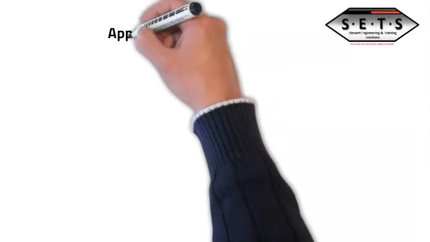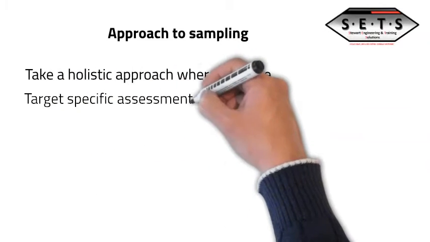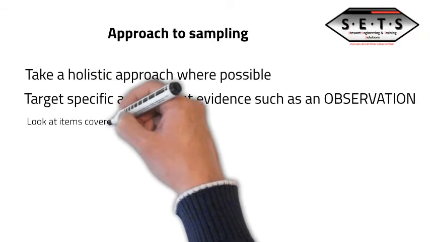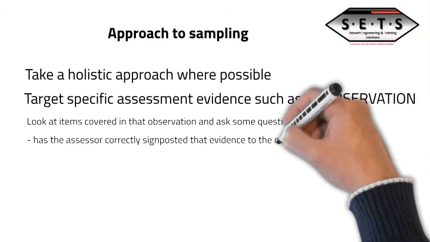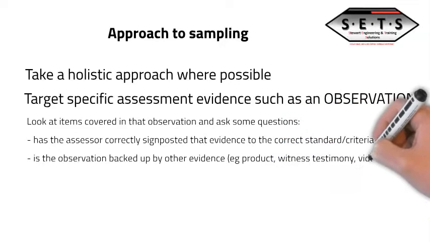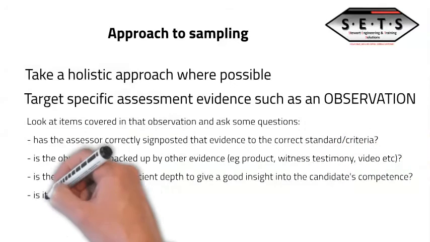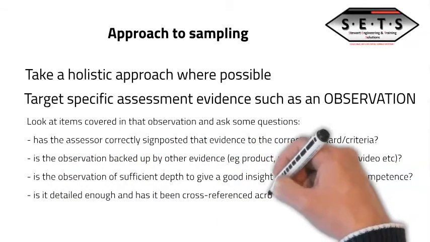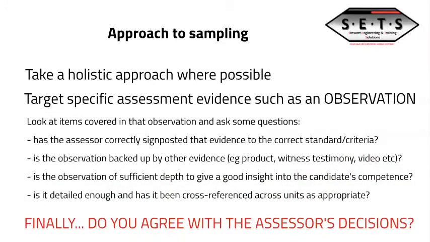Just as in assessing, you should take a holistic approach when you're internally verifying. Look at the whole portfolio. Target specific assessment evidence such as an observation. Look at the items covered in that observation and ask yourself some questions. Has the assessor correctly signposted that evidence to the correct standard or criteria? Is the observation backed up by other evidence, for example, product, witness testimony? Is the observation of sufficient depth to give a good insight into the candidate's competence? And is it detailed enough, and has it been cross-referenced across units as appropriate? Finally, do you agree with the assessor's decision?